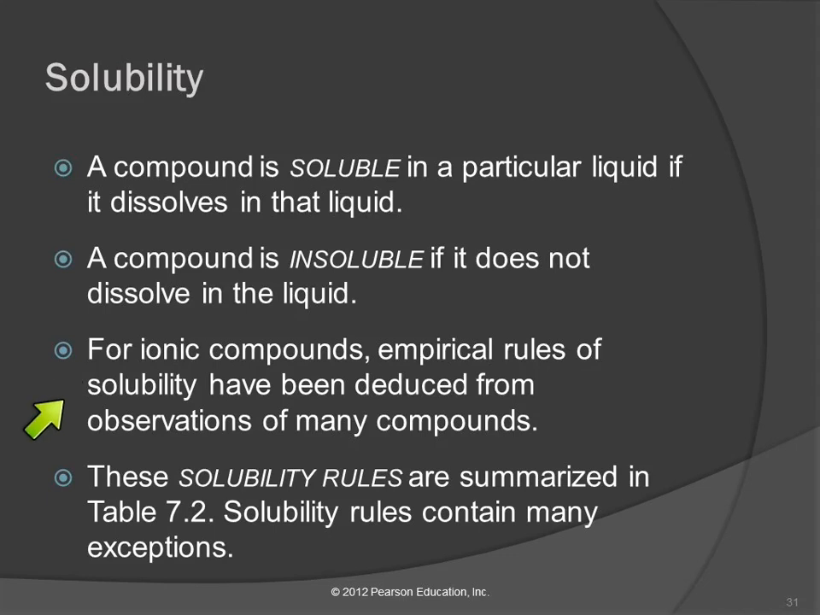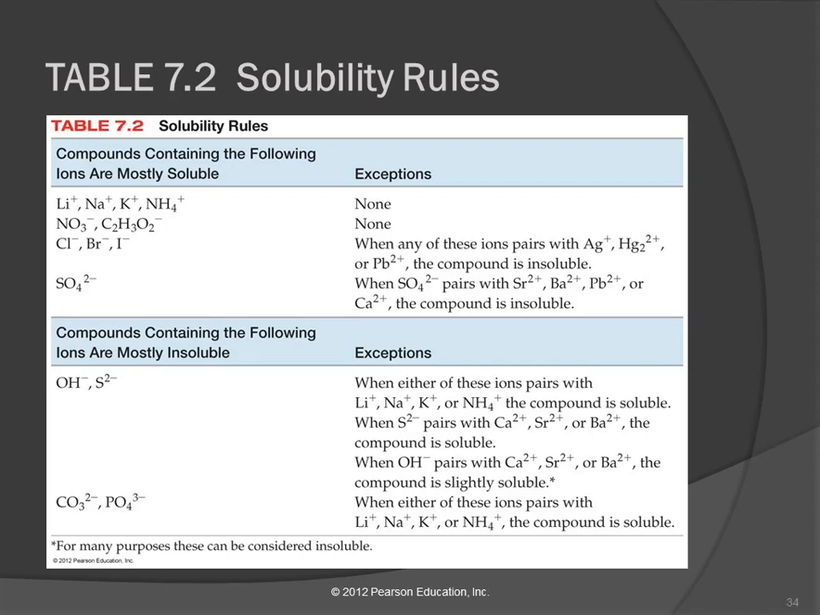How do we know? Well, we know through a set of empirical rules. Empirical means derived from experiment. So people did experiments. They took some sodium chloride and put it in water and stirred it up. Yep, that dissolves. Let's take some silver chloride, put it in water, stir it. That doesn't dissolve. Lots of tests like that give rise to solubility rules.